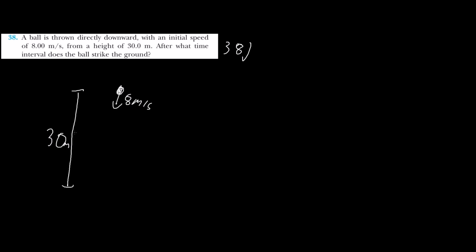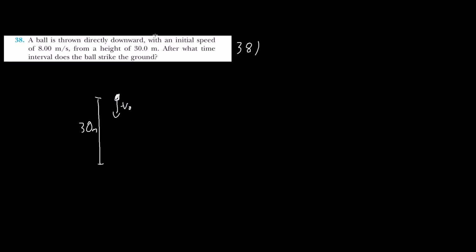But I like to put the variables in there. So, all right, let's solve this. The ball is thrown directly downward with an initial speed of 8 meters per second. So that's the velocity, 8 meters per second downward. And at height, which I'm going to call h, being 30 meters.